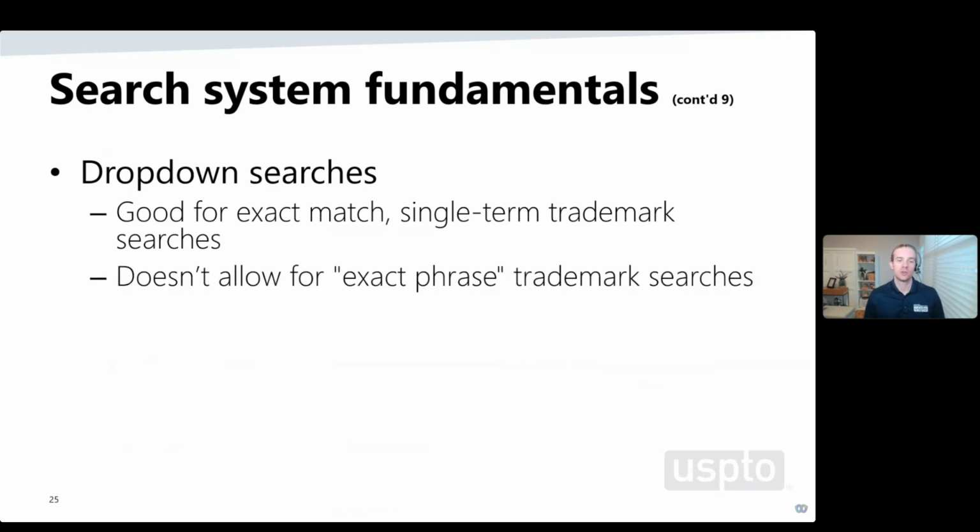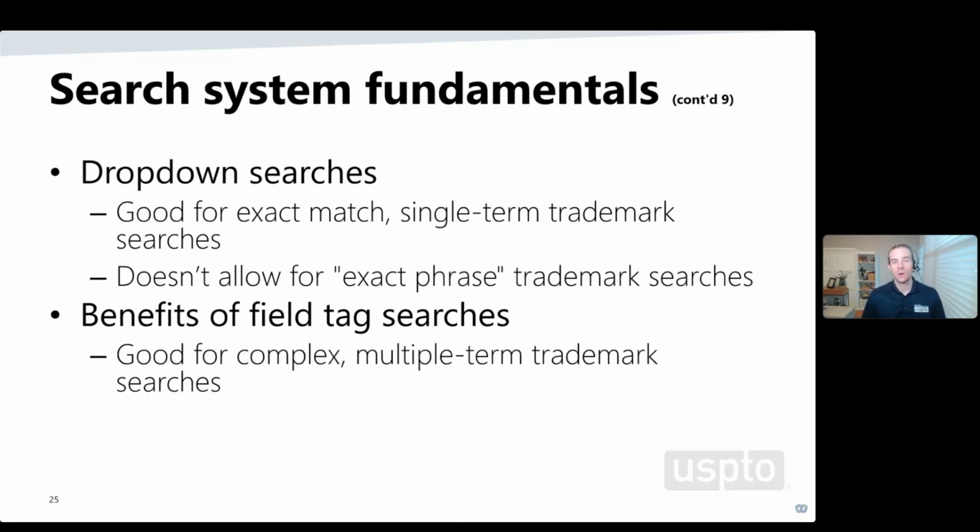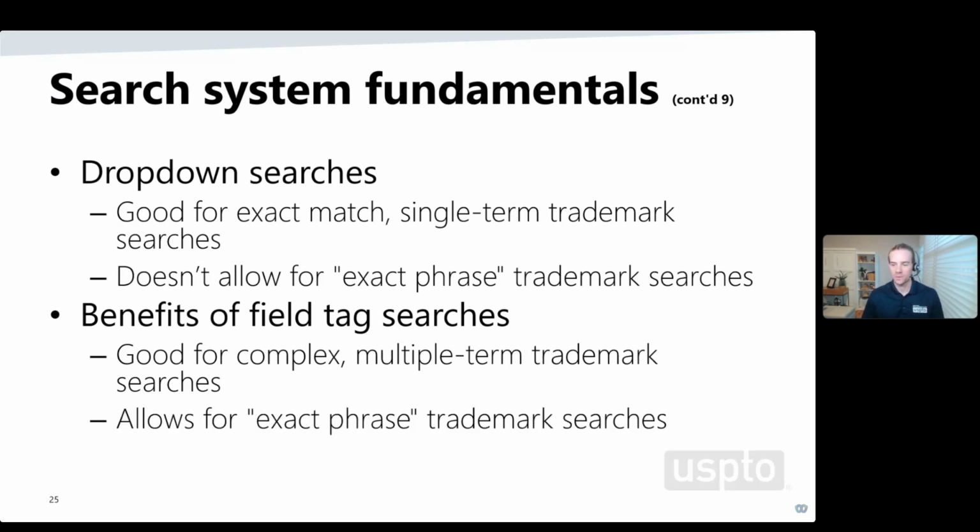Like I said, drop-down searching is good for exact match, single-term trademark searches. You can't do exact phrase trademark searching, so don't think you can cheat the system by throwing something in quotes. It's not actually going to recognize the quotes. It's still going to do what it thinks is a relevant search result. Now with your field tag searching, that's when you can do that complex multi-term trademark search. And you can do exact phrase trademark searches with field tag. So field tag, definitely the superior option in terms of searching. And that's going to let you do those alternate spelling searches as well.